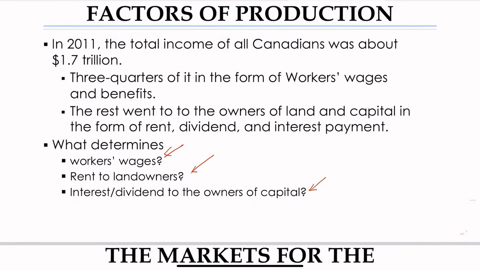So basically you can see that if you have money and if you invest your money, you will get interest or dividend. So now we want to understand what determines these several components, right? How wages, how rental fees, how interest and dividend are determined. So that's our question here.